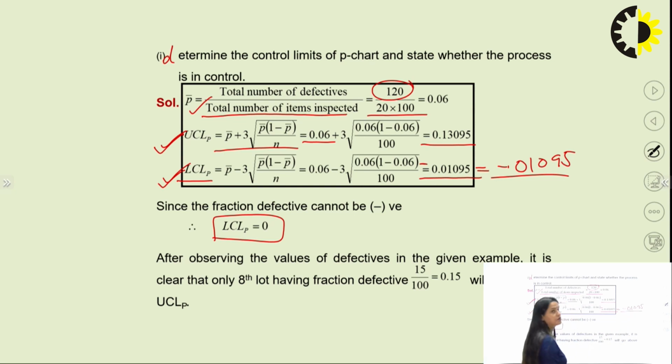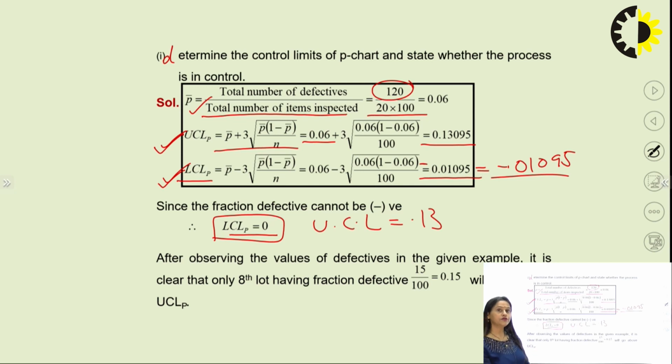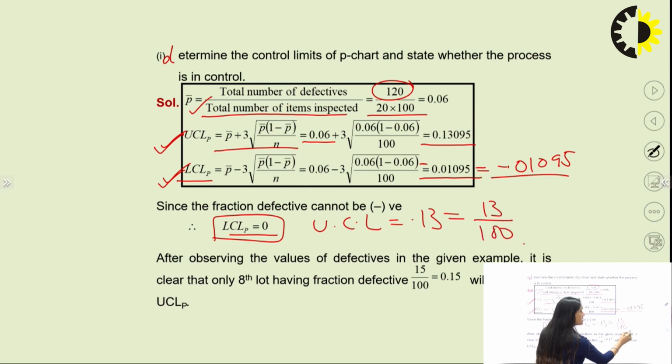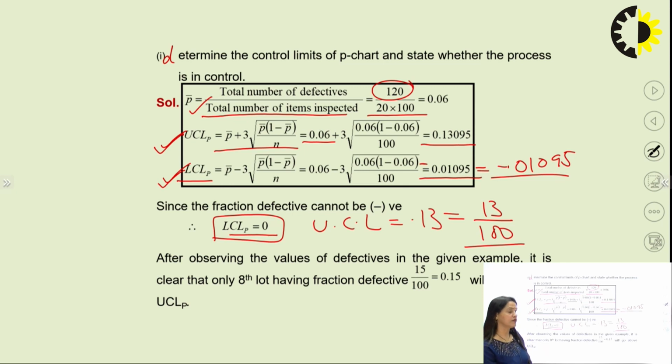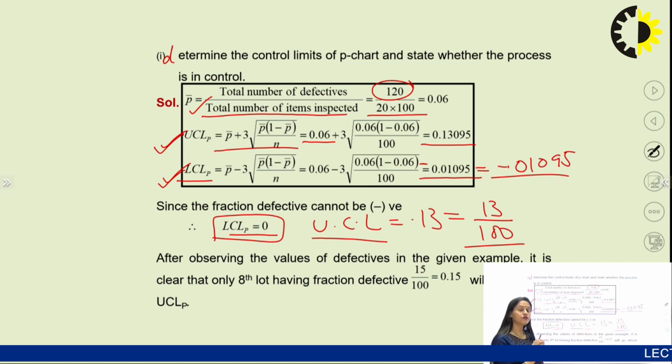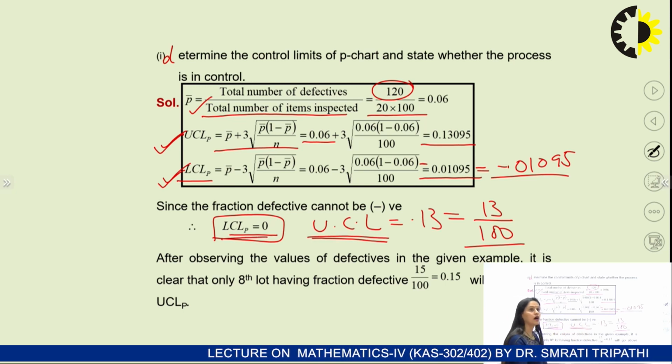So now we will again see our sample. Now observe these samples. We have our lower control limit as 0 and upper control limit as 0.13. So it means the fraction defectives must lie between 0 and 0.13, so we can say this is 13 upon 100, because out of 100 samples 13 are defective. So upper control limit says that if out of 100 samples more than 13 are defective, then the process is not in control. That's the meaning of lower control limit and upper control limit.